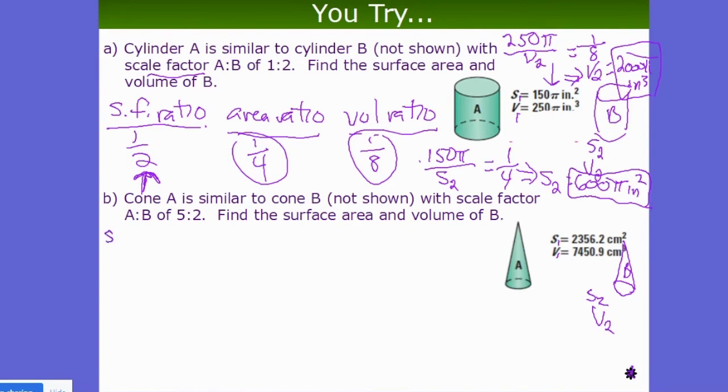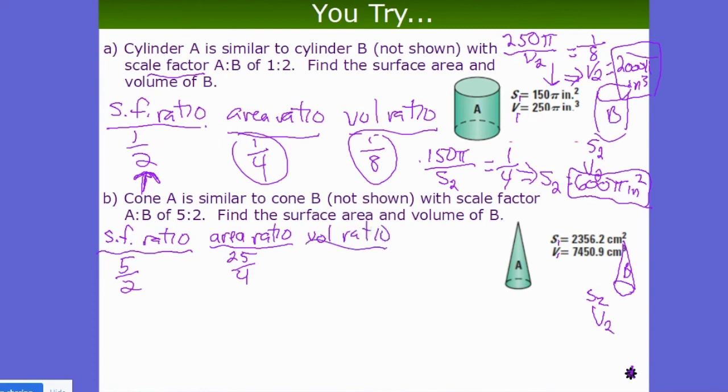So they're giving me the scale factor ratio. A to B is 5 to 2. Find the other ratios. Find the surface area ratio by squaring that, and then find the volume ratio by cubing the scale factor ratio. So you go back here, which is 125/8. Then we can find our surface areas.